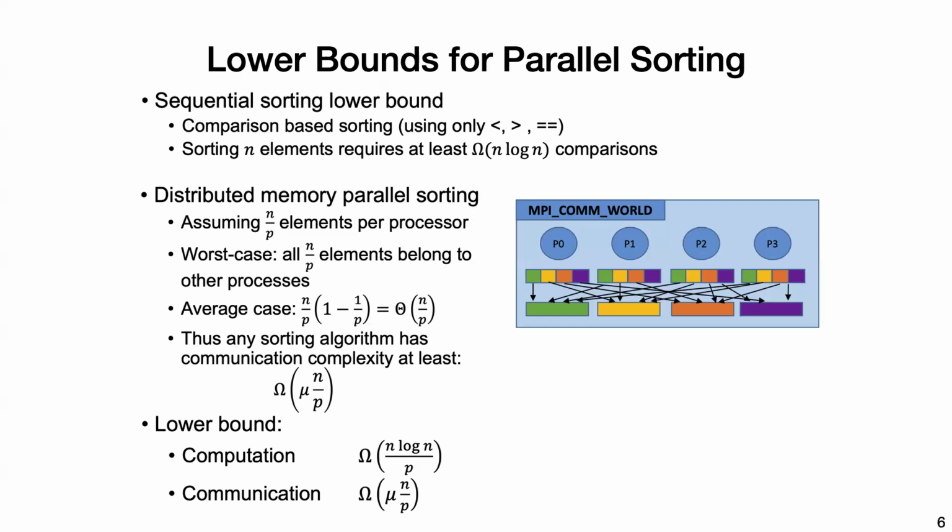And even in the average case, you have n over p elements per processor, and in the very evenly distributed case, you have p processors, and let's say n over p squared belong to each other processor. So that's just n over p times 1 over p. Then you're still going to have to move n over p elements. And so by this loose argument, the lower bound on communication, we can say, is mu n over p.